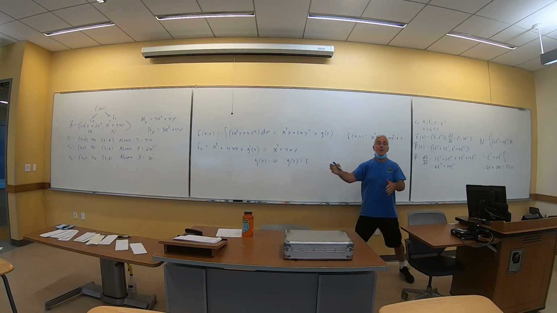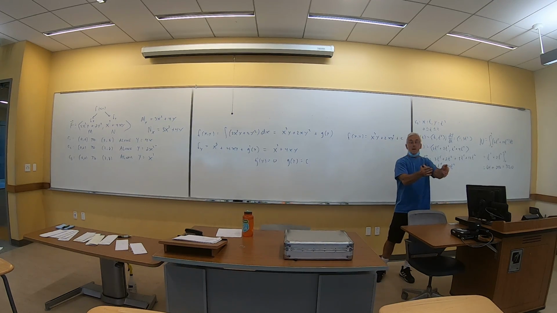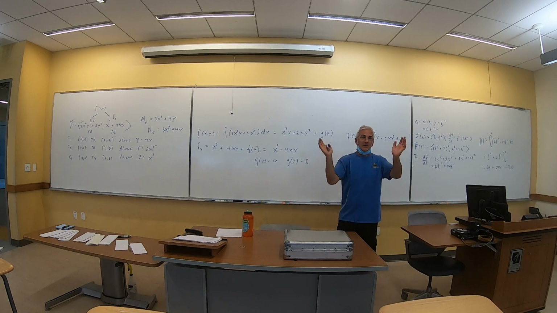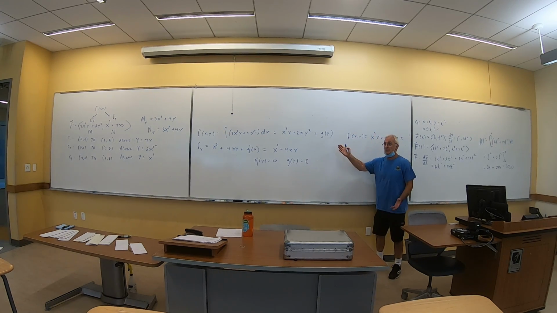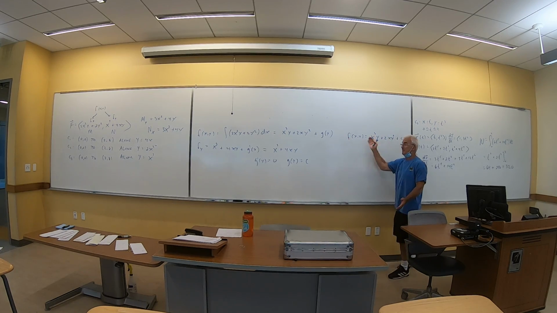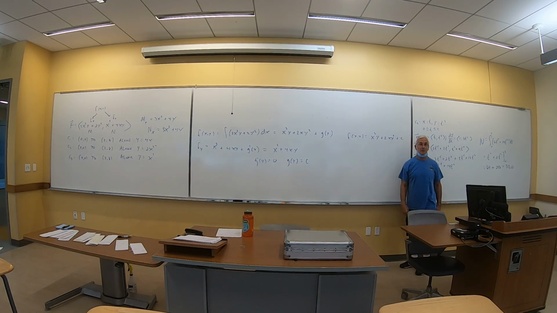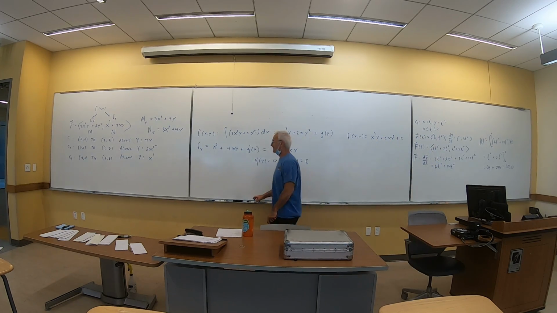Remember that? Oh, and now I can find the specific value of C. But if you don't have an initial condition, you just leave it as a plus C. So when we do our evaluation, we will choose C to be 0, because it's not going to change the final answer.